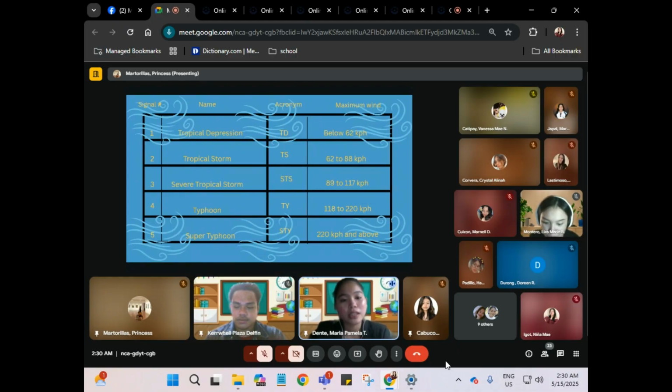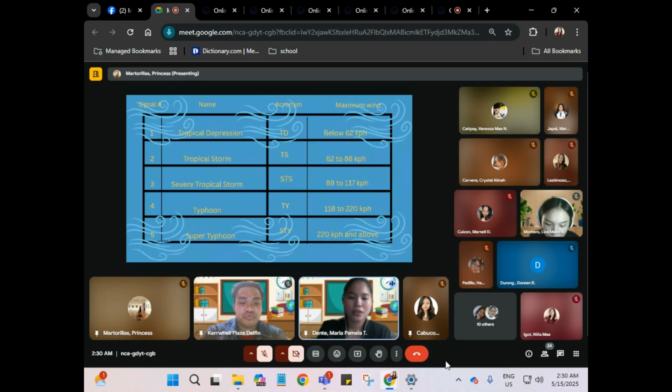Okay, so the second one, class, is the tropical storm, signal number two. A tropical storm is stronger than a depression. Its wind speed is 62 to 88 kph. It brings heavier rain and stronger winds, which can cause flooding or knock down small trees. Signal number two means we should start preparing and stay indoors.